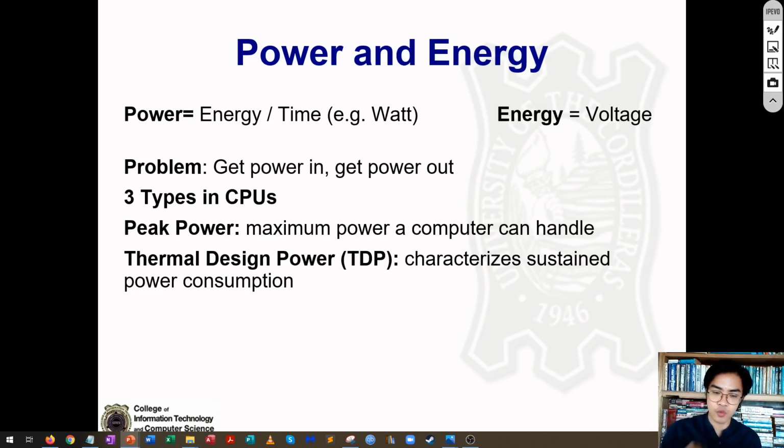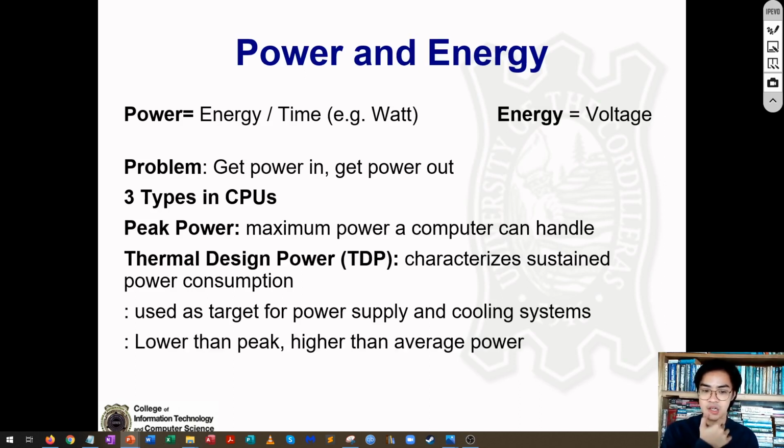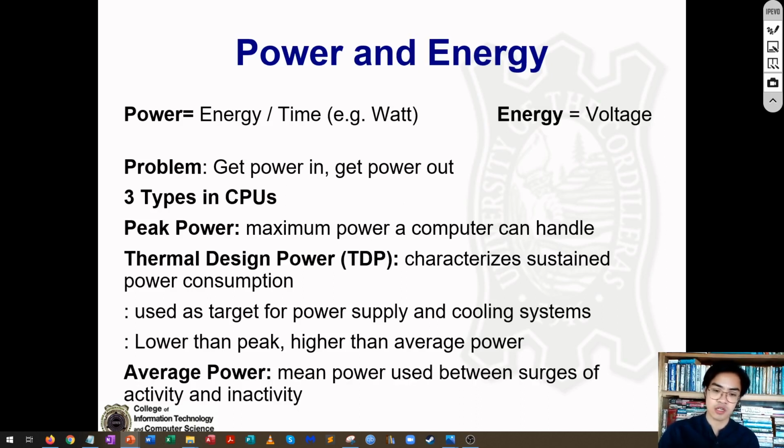Okay, so the reason why TDP is important is because it's used as a target for power supply and cooling systems. If your cooling systems don't have a benchmark of your TDP, then you risk your hardware, your chips, being harmed by overheating, right? So the TDP is currently lower than the peak and higher than your average power. And your average power is just the mean power used between surges of activity and inactivity.